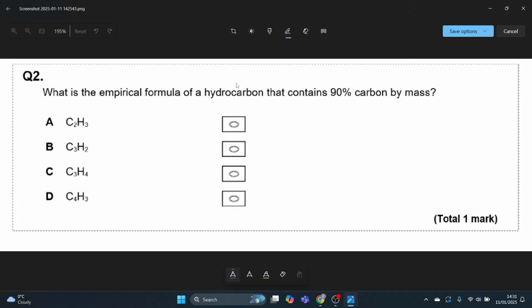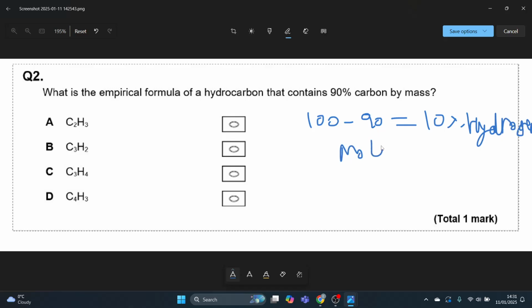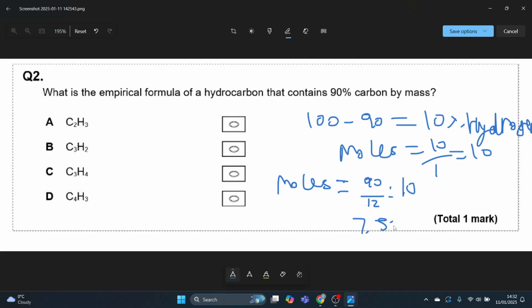What is the empirical formula of this hydrocarbon? The hydrocarbon contains 90% carbon by mass. A hydrocarbon contains carbon and hydrogen only. Therefore, we've got 10% left of hydrogen. Find out the moles of hydrogen: 10 divided by the Mr of 1, which is 10. Moles of carbon, 90 divided by 12, 7.5, to 10.